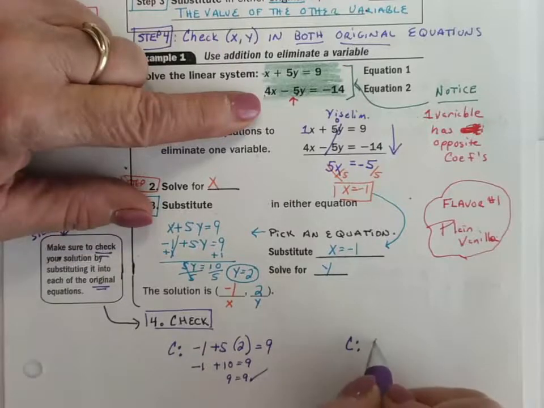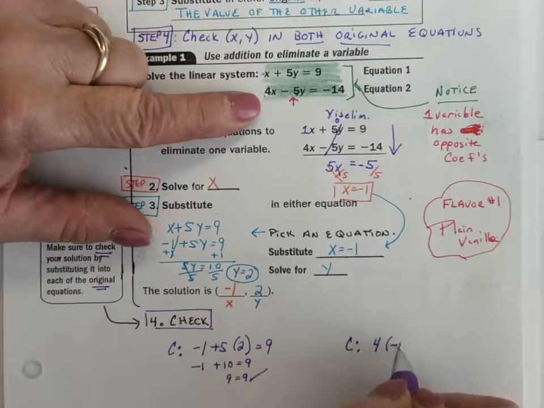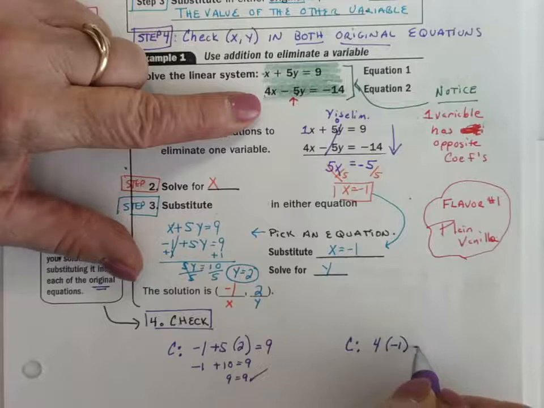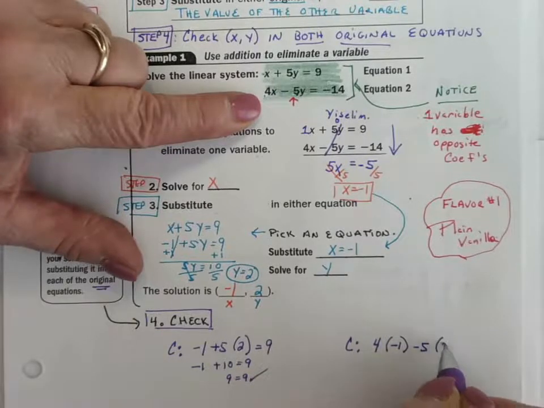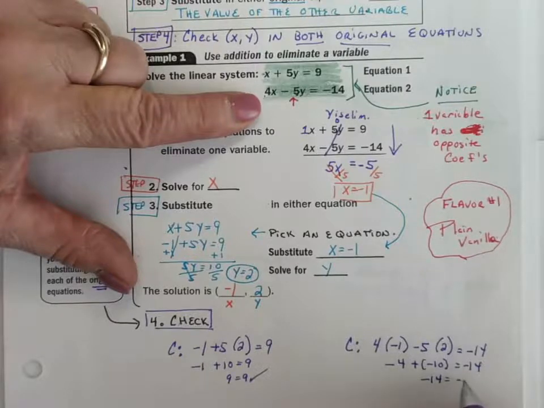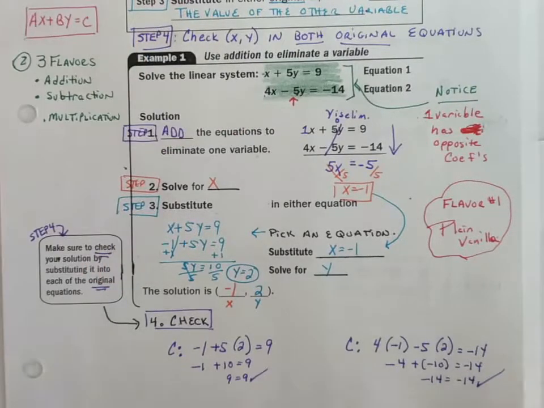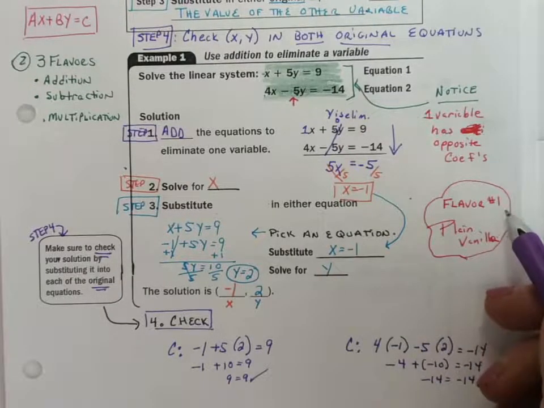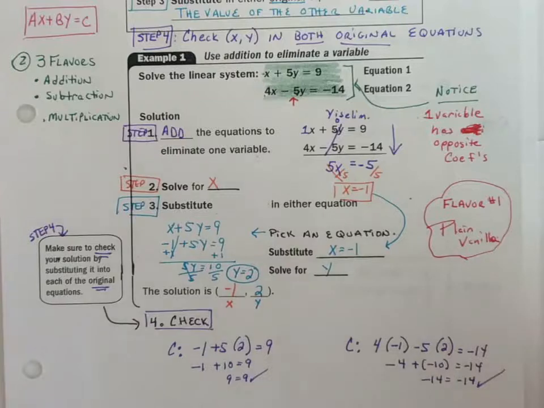Check the second equation. 4, x is -1, minus 5, y is 2, equals -14. So -4 plus -10 is -14. -14 equals -14. Cha-ching, it checks. So flavor 1 is the addition method. I call it plain vanilla. Easy peasy, simple.